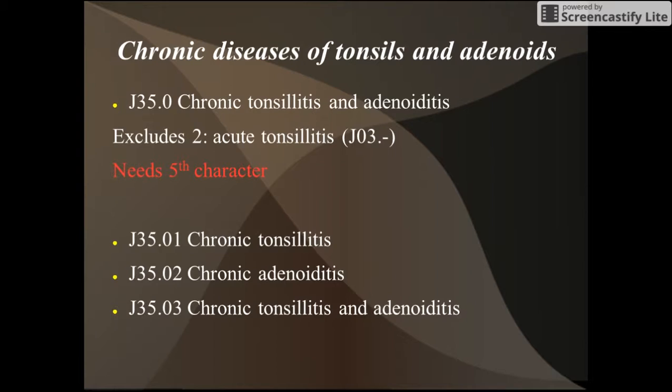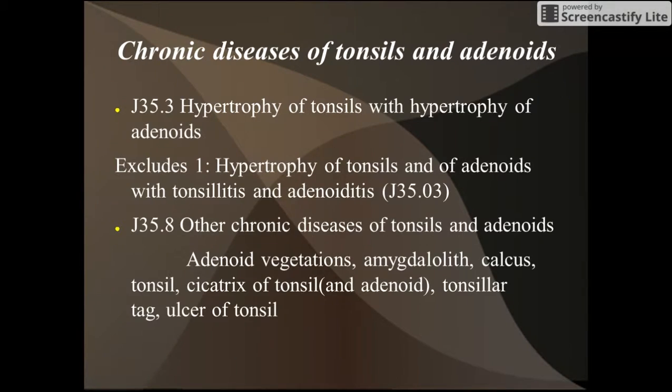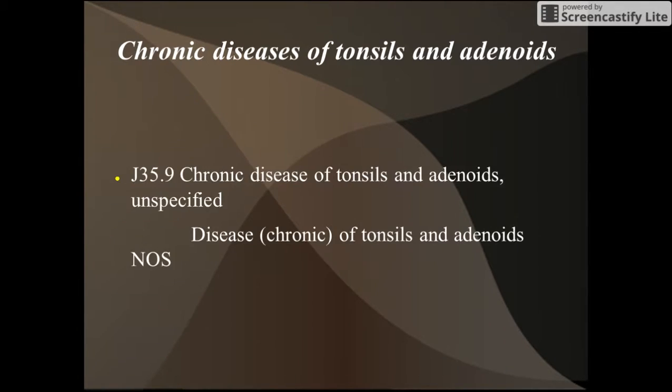So you don't use two codes, you use one. J35.01 is chronic tonsillitis. J35.02 is chronic adenoiditis. And J35.03 is chronic tonsillitis and adenoiditis. J35.1 is hypertrophy of tonsils. J35.2 is hypertrophy of adenoids. J35.3, as you've probably guessed, is hypertrophy of tonsils with hypertrophy of adenoids. J35.8 is other chronic diseases of tonsils and adenoids. And J35.9 is chronic disease of tonsils and adenoids, unspecified.